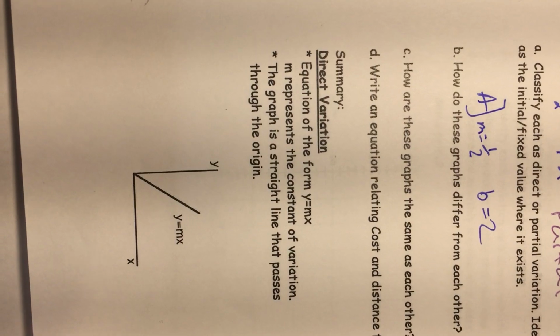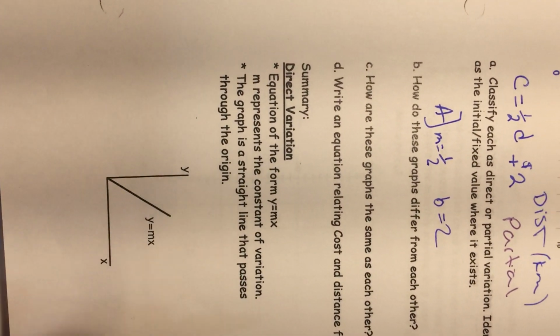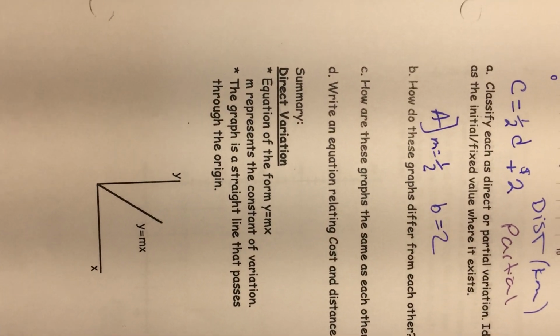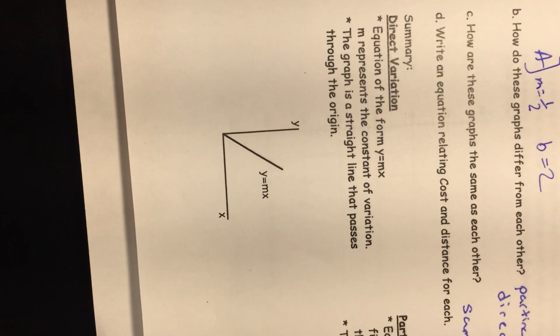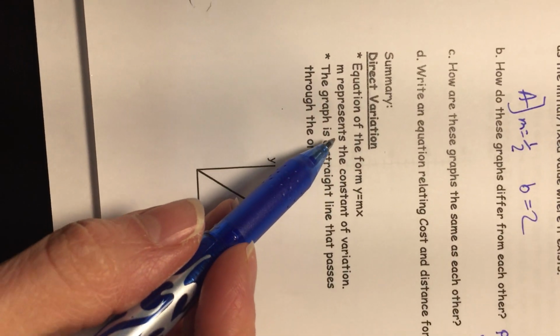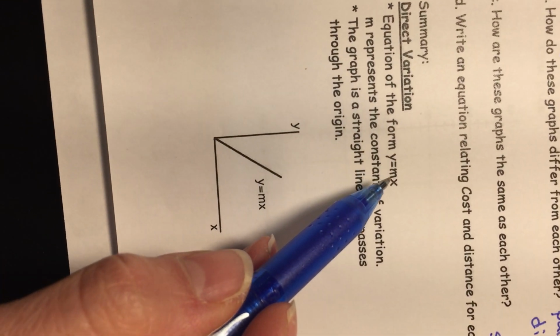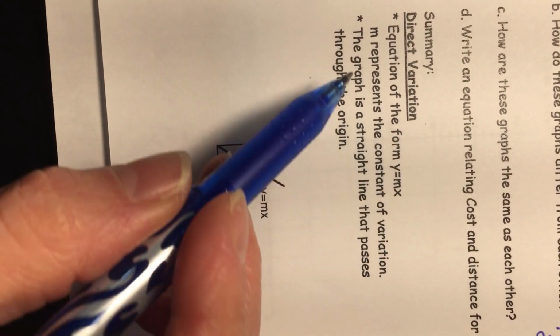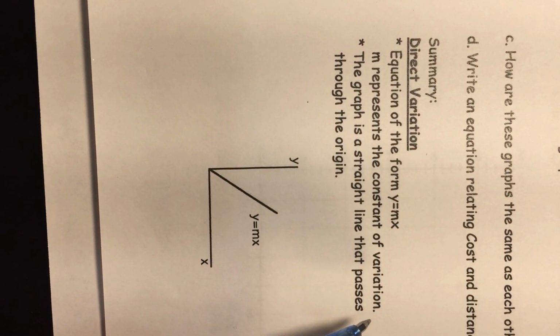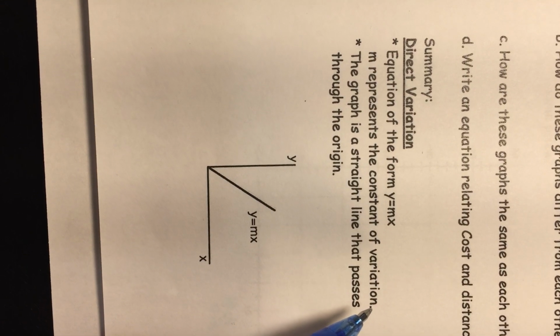Okay, D, write an equation for cost. So we've already done that up above. Okay, the summary then. Direct variation. The equation will always look like y equals mx, and there'll be nothing on the end. M represents the constant of variation. Some versions will use a k.